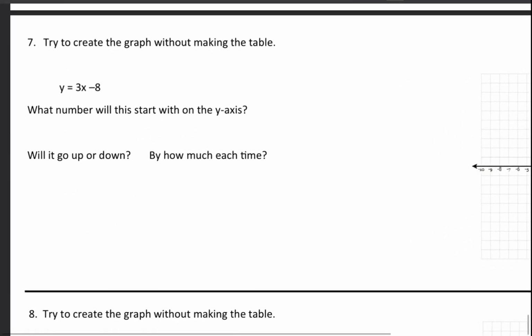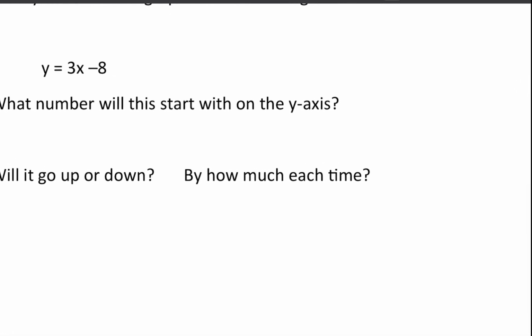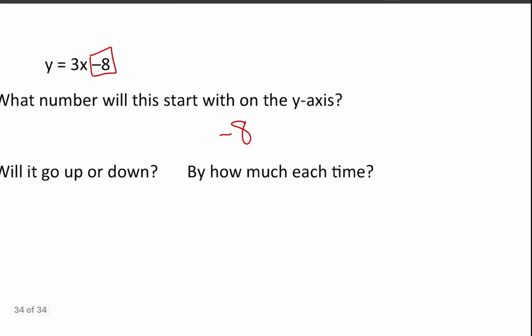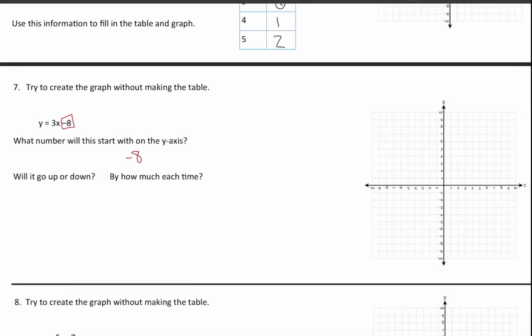All right, now we're going to try it without a table. So we have y equals 3x minus 8. Well, the number that starts on the y-axis is this minus 8. It's always that number that's by itself. It's that number that would go with time 0, like when we were talking about arithmetic. All right, let's plot that on our graph so we don't forget about it. So negative 8 on our y-axis because it's a y-intercept. Y-intercept's always on the y-axis.